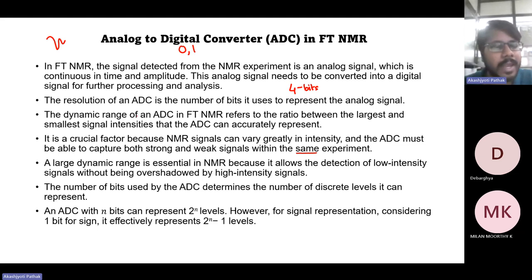So what is the dynamic range of the ADC? That will decide the resolution and whether both the strong signals and weak signals can be recorded or not. A large dynamic range is essential in NMR because it allows the detection of low intensity signals without being overshadowed by high intensity signals. Okay, the number of bits used by the ADC determines the number of discrete levels it can represent.